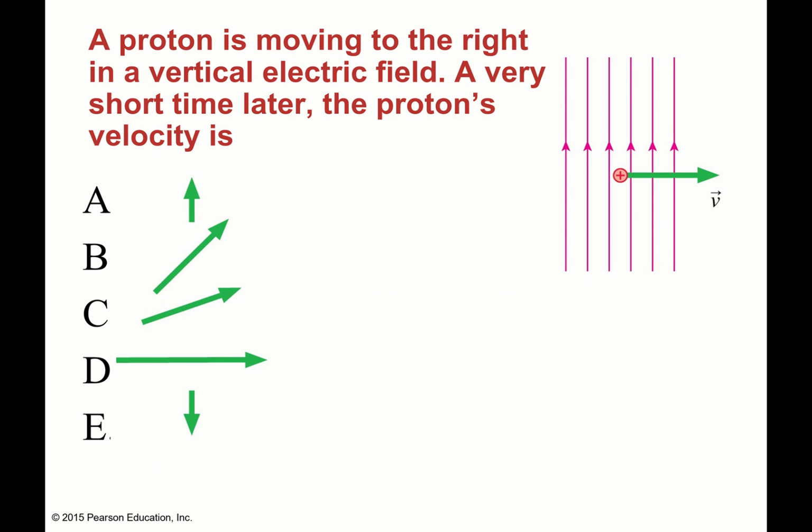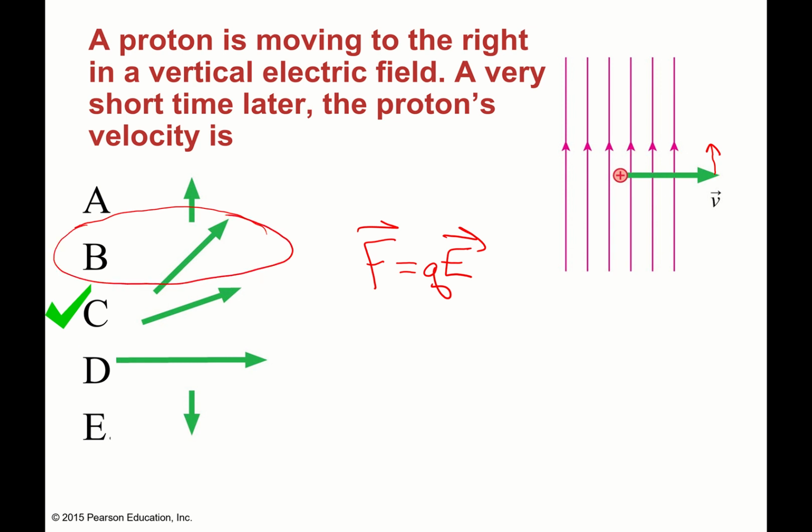Regarding force, remember electric field and electric force are both vectors. The force is Q times the electric field. A positive charge feels a force in the same direction as the electric field. So that positive charge is going to feel a force that's going to accelerate it upwards. So as a function of time, that velocity is going to go from being straight horizontal to having an upwards component. And of course, the longer you wait, the more upwards component there'll be. So if I waited a long time, it would get to B.